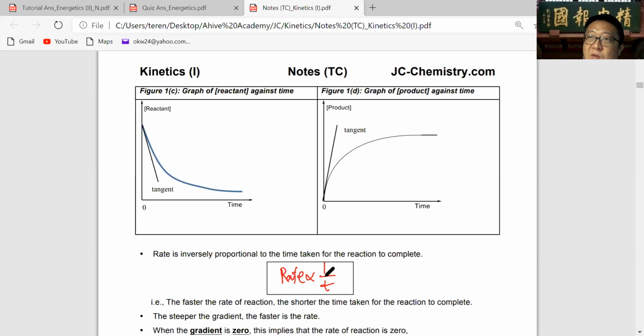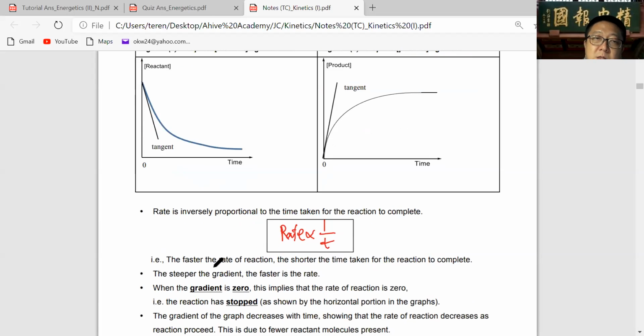When we talk about half-life, the longer the half-life, that means the slower the rate of reaction. Later we'll see what half-life is. So slowly we unpack all these concepts. What is important is this one.